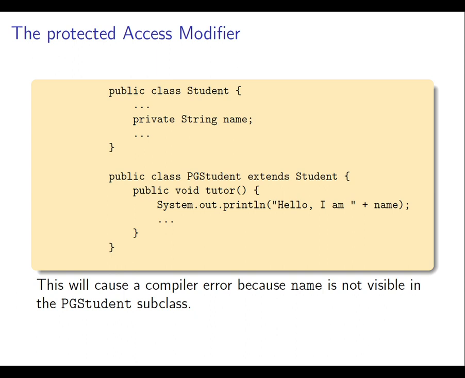But what is this protected thing? Well, protected is precisely there to allow you to do something which is not quite private and not quite public, but is a very useful thing in between for contexts of inheritance. The issue is this. Suppose we have a class student with a private string name, and then we have a subclass of that, an extending class, PG student, which tries to use that attribute name. This won't work, because name is private. It's only accessible within the code of the student class itself. It's not accessible within the code of PG student. So name is not visible in the PG student subclass, so that won't work.